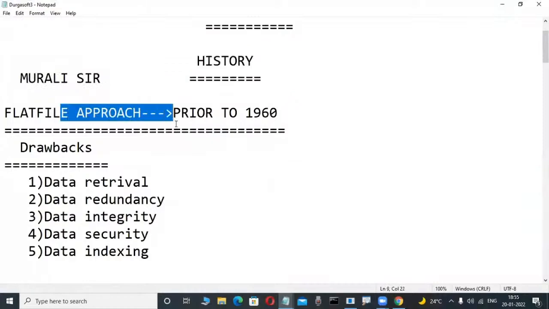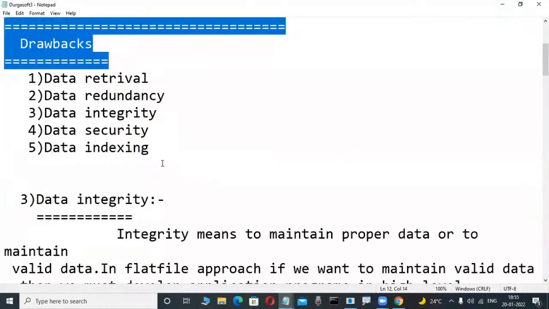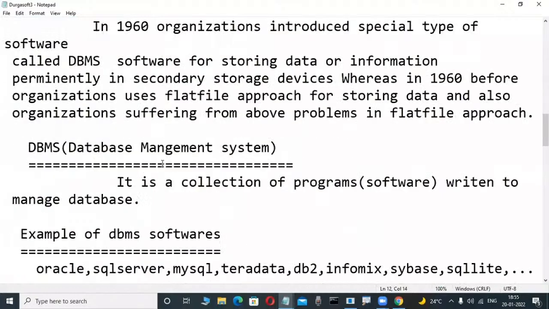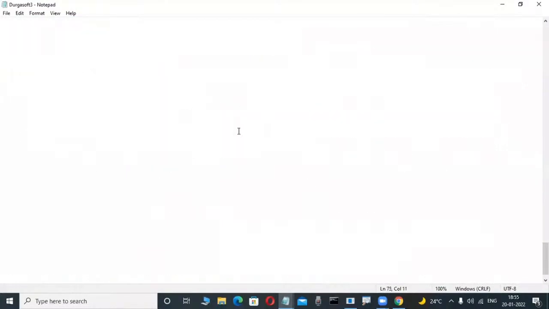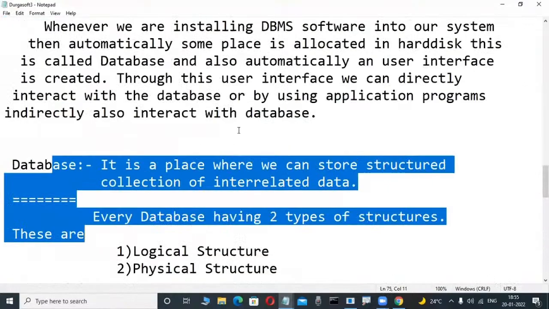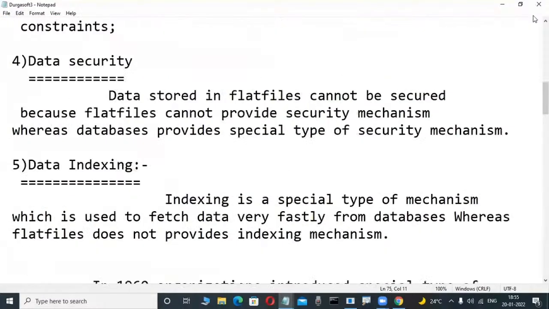In the olden days, the flat file approach was there. What were the drawbacks? In the middle of the course we are learning that. Then what is a database, and what are the differences between DBMS and RDBMS? We are learning all these things in these days.